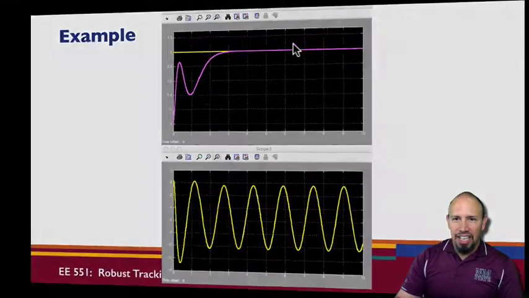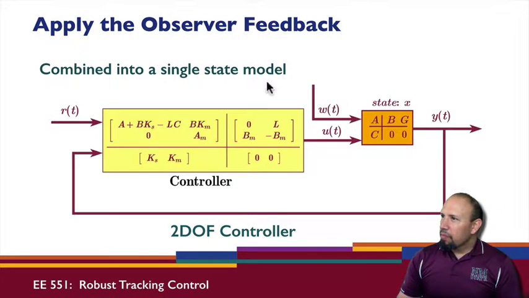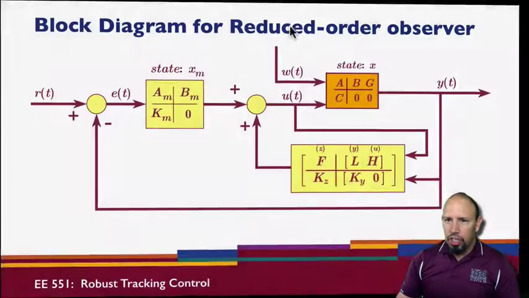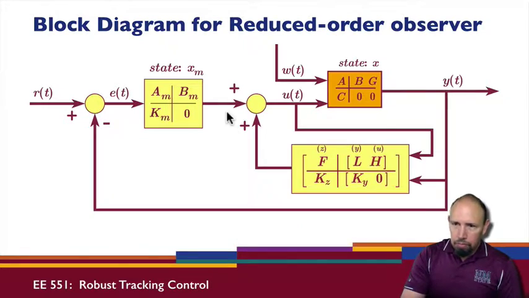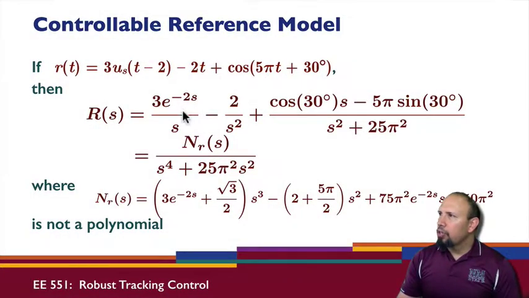All right. So we're now going to try to apply this in observer feedback. And actually, we're going to use a reduced order observer. In this case, we're going to use a different reference signal. Notice I have a unit step that's delayed by 2. I have this ramp signal, and then I have this cosine.